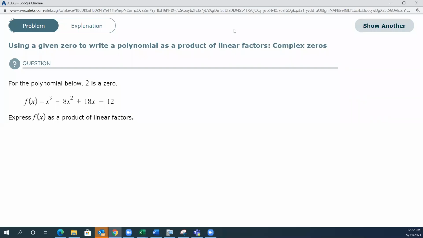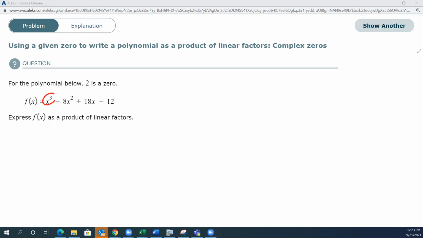All right, so let's get into it. For the polynomial below, 2 is a zero. Write f of x as a product of linear factors. Very similar to the last topic we did in the preceding video. Probably the easiest way to do this one would be to start with the p over q thing.